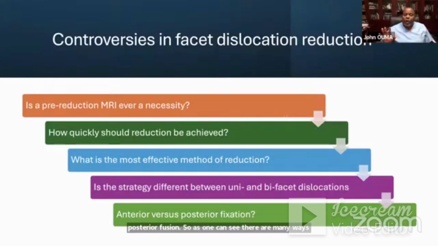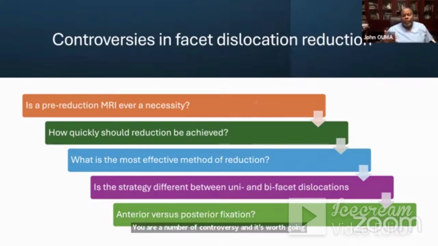However, that's perhaps the easy part. For the last part of my talk, I'll talk about the controversies, which is really the hard part of this whole question of facet dislocation. There are a number of controversies, and it's well worth going through them.